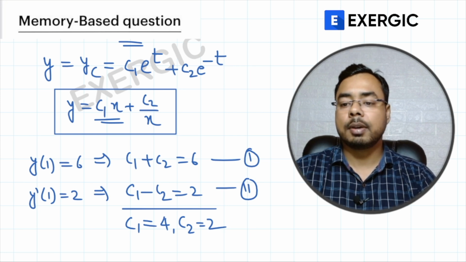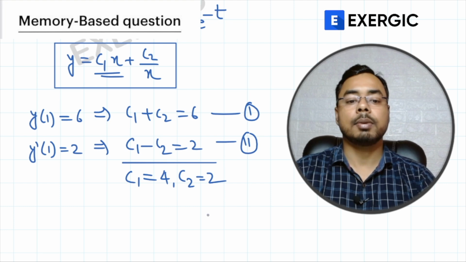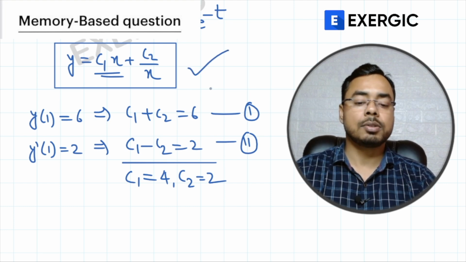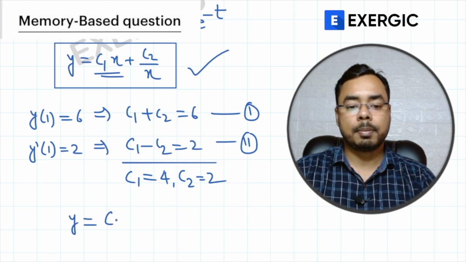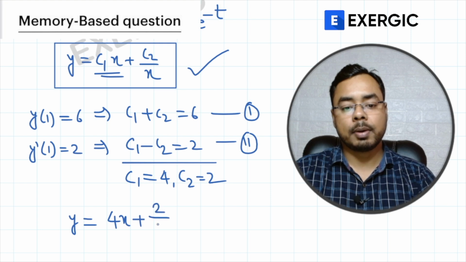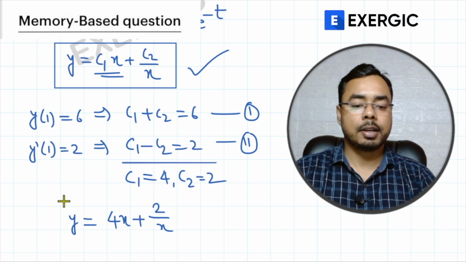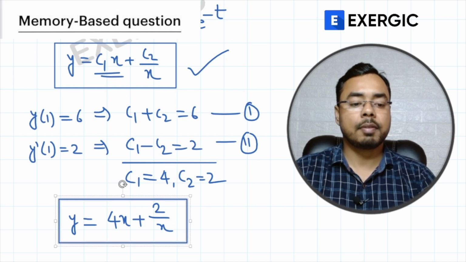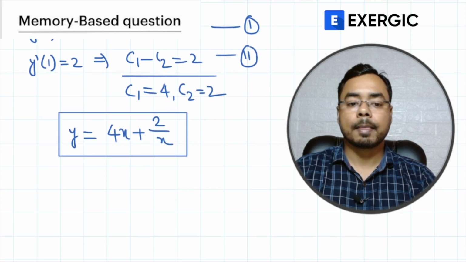Right? Now once C1 and C2 are known to us, we can write the particular solution of this differential equation. This was our general solution. Now substitute the values of C1 and C2. So the particular solution will be, C1 is 4, so 4x plus 2 by x. Now this is the particular solution of the differential equation, which will satisfy the differential equation as well as the two boundary conditions.